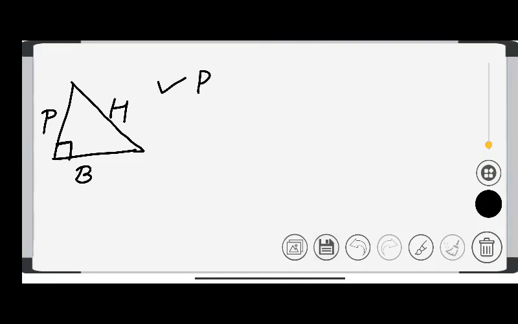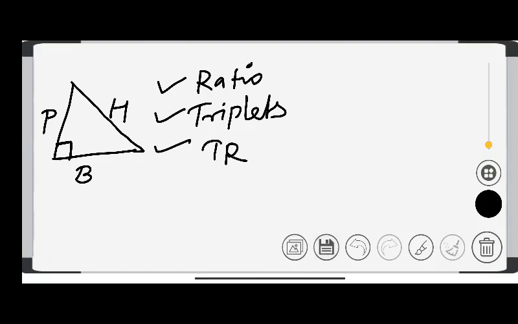So we have learned the right angle triangle. This is the perpendicular, base and hypotenuse. This is 90 degrees. You have learned all the ratio values, all the triplets and trigonometric ratios. Let's deal with the questions.